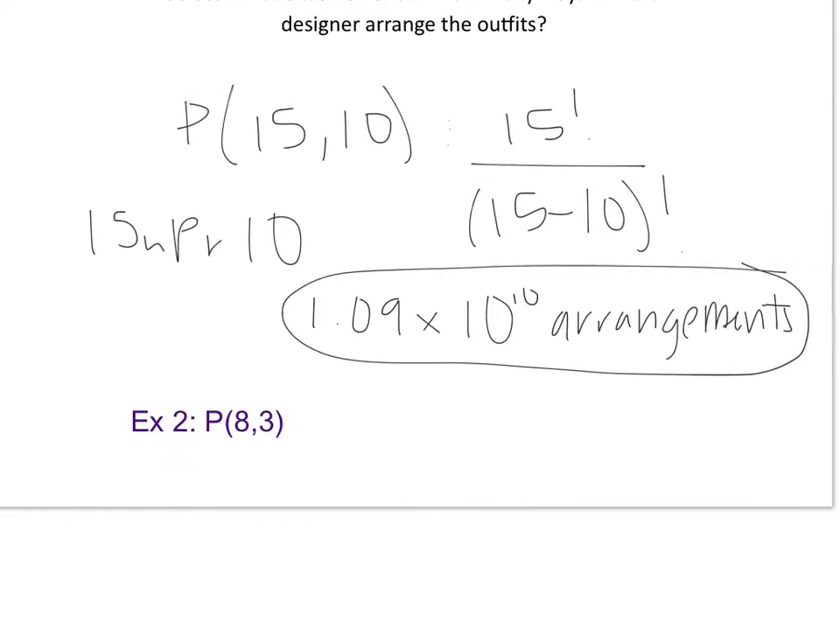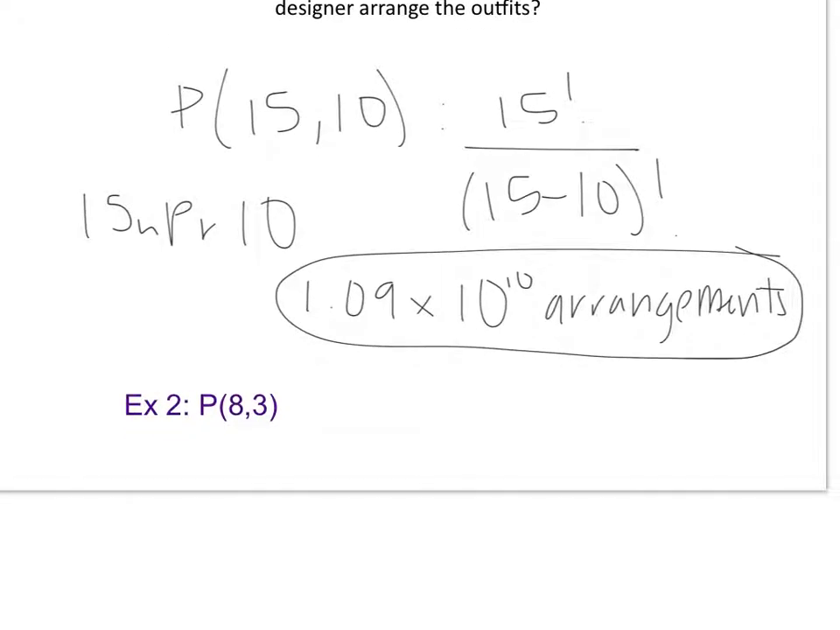Here's another one just to try. Make sure you're typing this into your calculator correctly. So permutation of 8, choose 3. Here I could even write out the formula, 8 factorial over 8 minus 3 factorial, or 8 NPR 3, which gives me 336. So again, practice using that button on your calculator. I really encourage you to find it so that it's a lot easier to solve these problems.